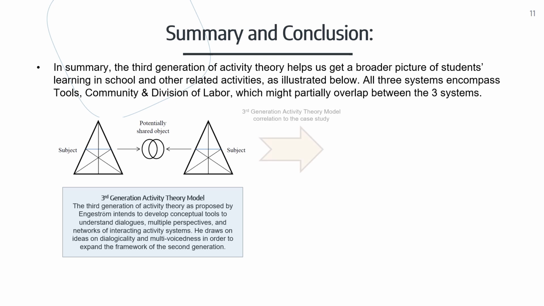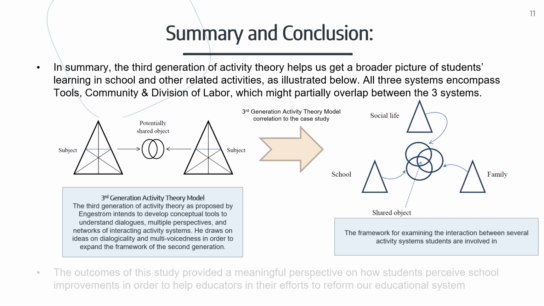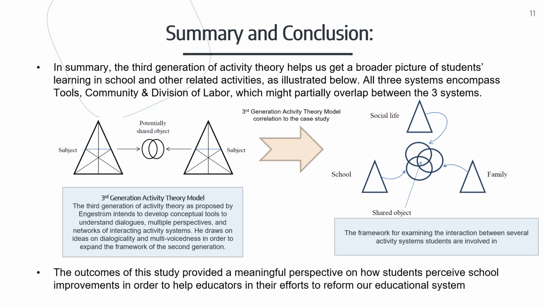To correlate the third generation activity theory model to the case study, social life, school, and family share a common object, and this framework examines the interaction between several activity systems students are involved in. The outcome of this study provided a meaningful perspective on how students perceive school improvements in order to help educators in their effort to reform our educational system.